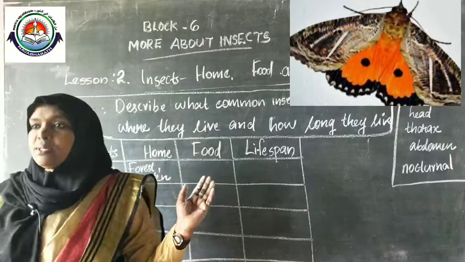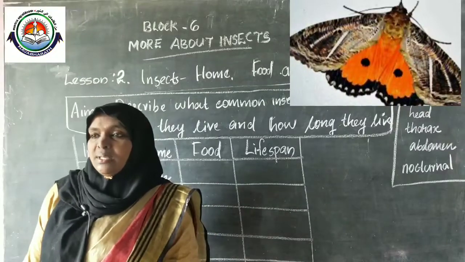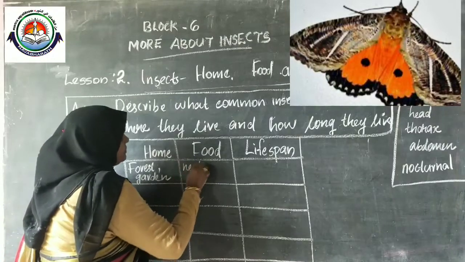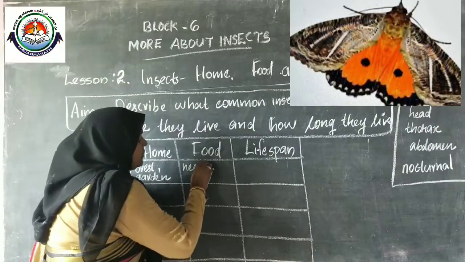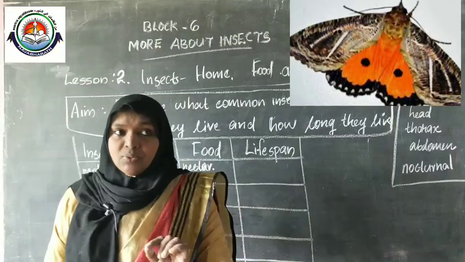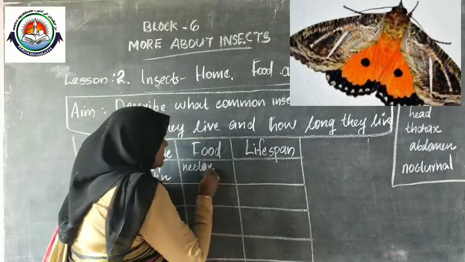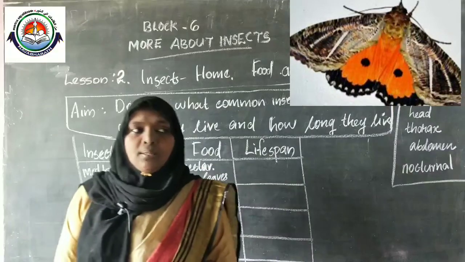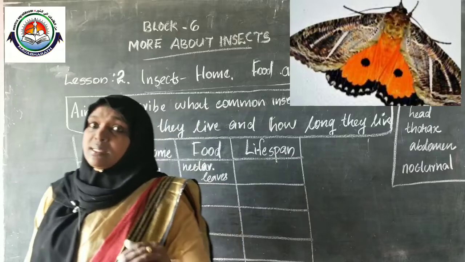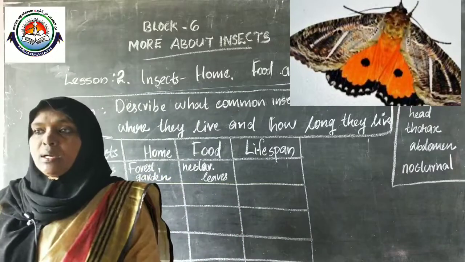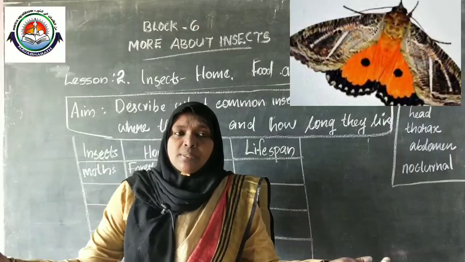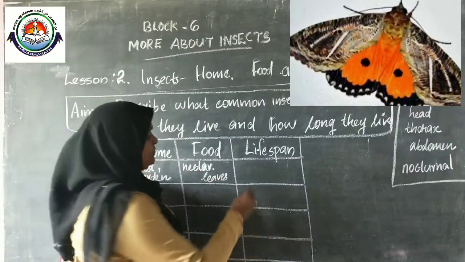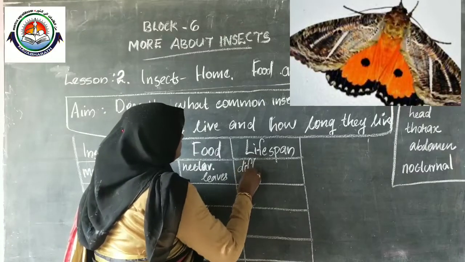What is their food? Yes, they drink the nectar from flowers, and the young one eats the leaves. Then, what is the lifespan of a moth? Moths have many types, so their lifespan is a different period.